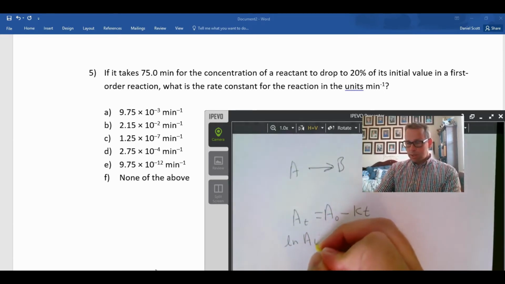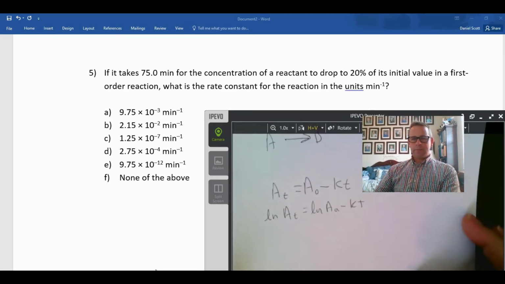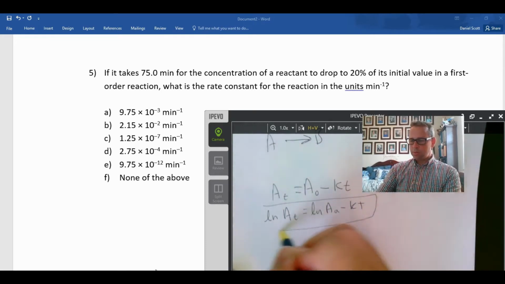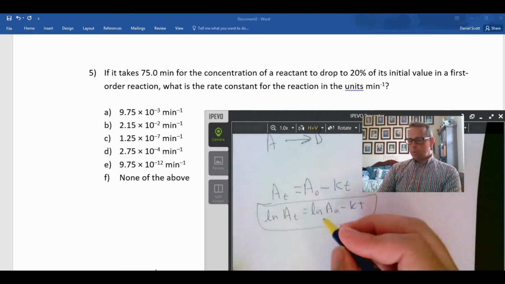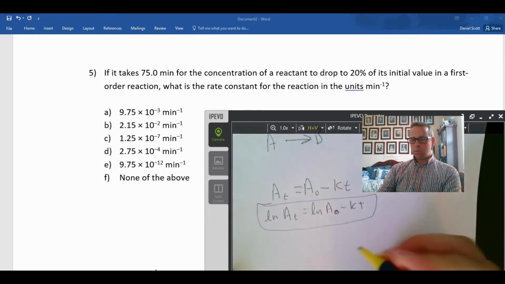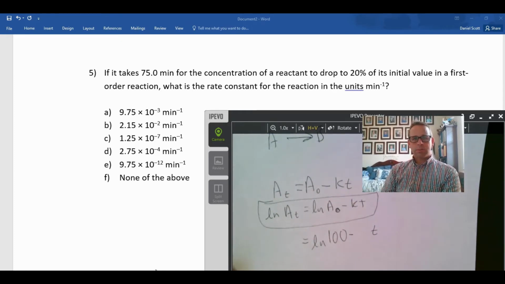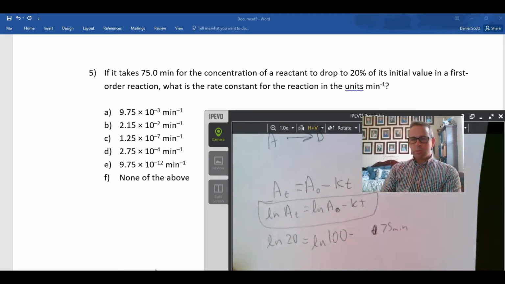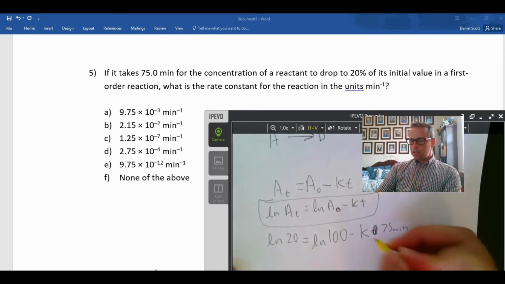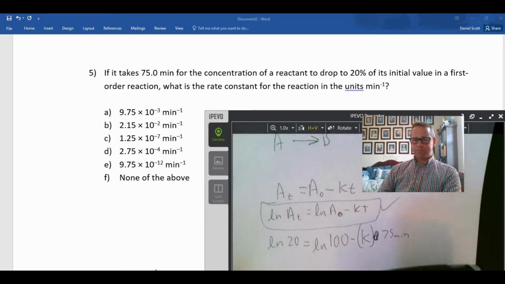If we want to take it for a first order reaction, we have to take the natural log of those, right? What they're asking is for the reactant to drop to 20% of its initial value. So maybe we start with 100, so the natural log of 100 at time 0, and at 75 minutes it falls down to 20% of its original, so natural log 20 there. And then we'll have k here, which we're solving for. Now this is the first order integrated rate law, which is an equation likely to be given to you. Okay?